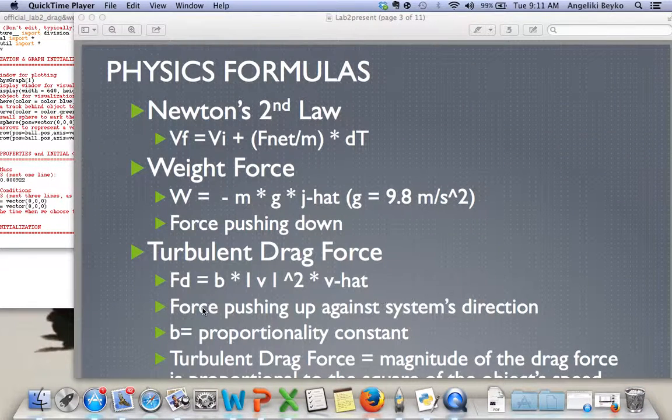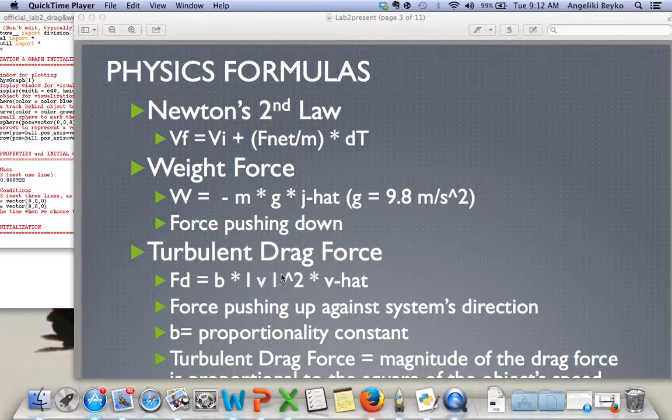So these are the physics formulas which we used. Newton's second law: V final equals V initial plus the net force, which there is net force in this case. Last lab there was no net force, divided by mass times delta T. The weight force equals negative mass times the gravitational pull, which is 9.8 meters per second squared, times j hat, the direction, which is the negative y-axis.